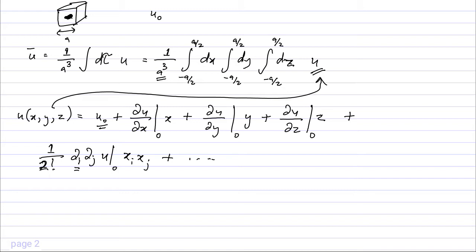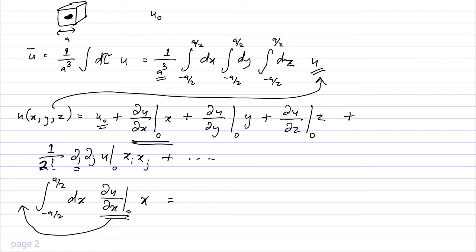When you substitute this, the y and z integrals are trivial. The y integral gives you a, the z integral gives you a, because the integrand does not depend on y and z. The x integral is what you are really interested in. So I'm just looking at the x integral: you get dx, then you have partial u with respect to x. This is of course just a number, so it goes outside the integral. I'm just sketching out how you do this integral, it's very straightforward actually. So partial u with respect to x, this is a number, times the integral from minus a by 2 to a by 2 of x dx.